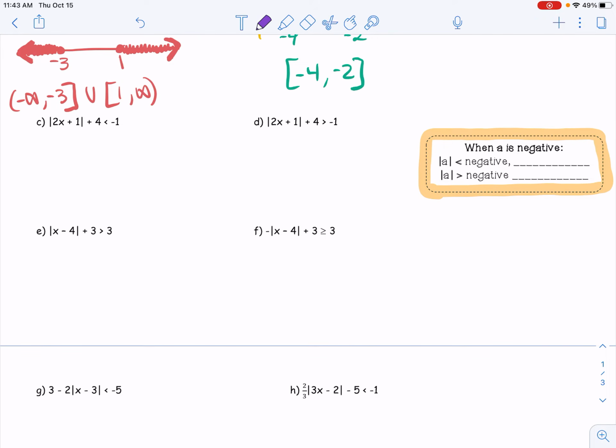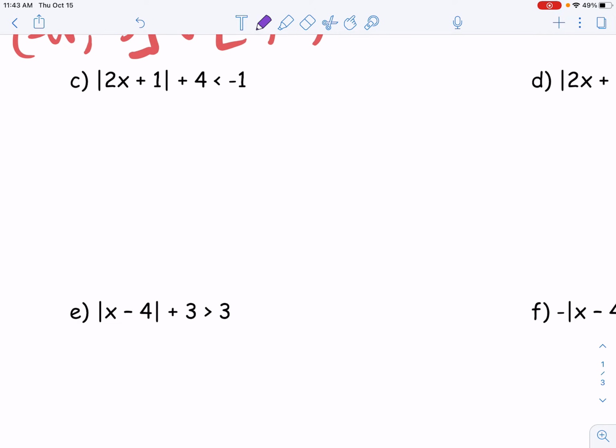Let's see. I'm going to follow my three-step process. First step is isolate the absolute value. To do that, all I need to do is subtract that 4. So then I get this statement. Here I'm going to pause and reflect. I have an absolute value being less than a negative number.